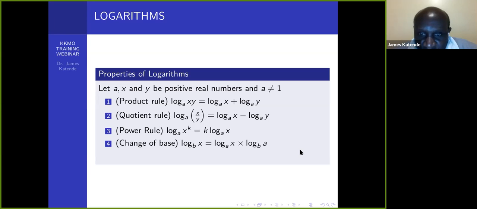We shall prove all this. I hope I wrote that correctly. And another one that sometimes comes in handy: if you have a raised to the logarithm of x base a, it's actually the same as x. I think we'll prove the first four. The fifth one follows just from the definition of the logarithm. So we'll start with the first one.